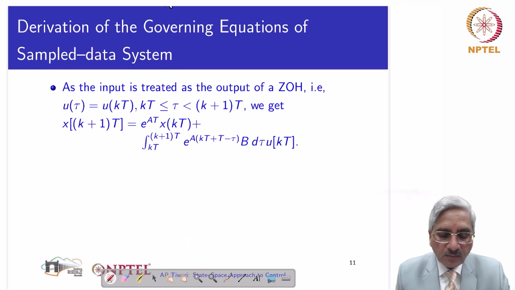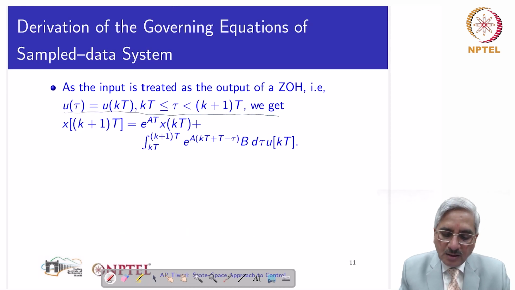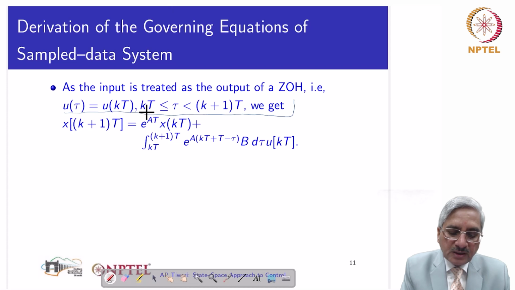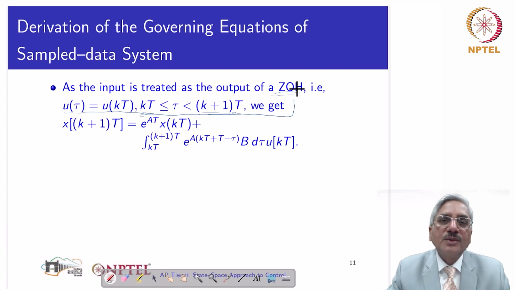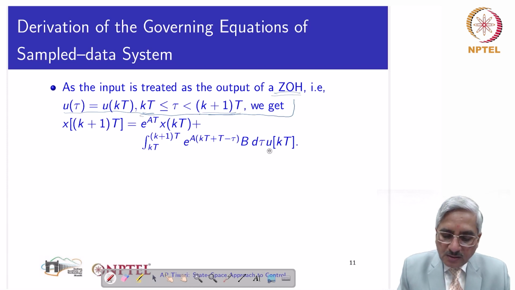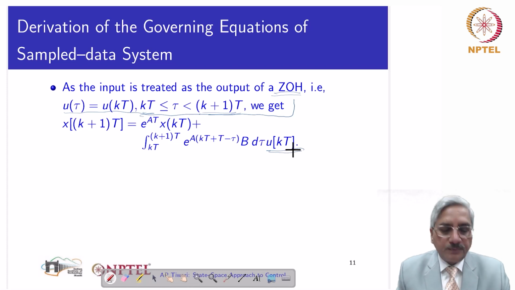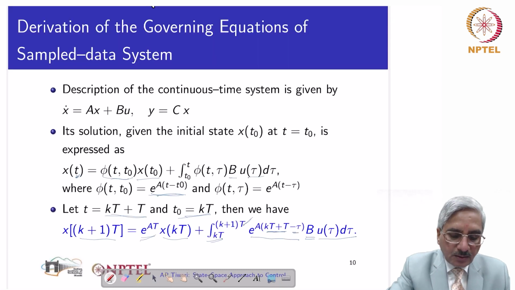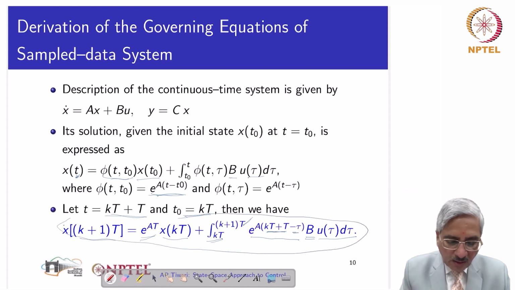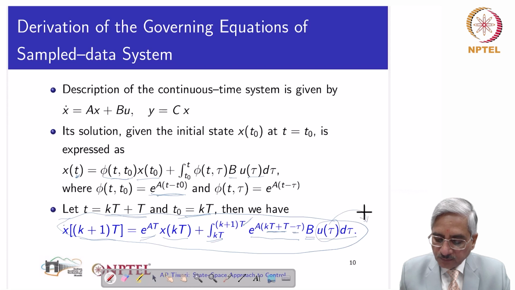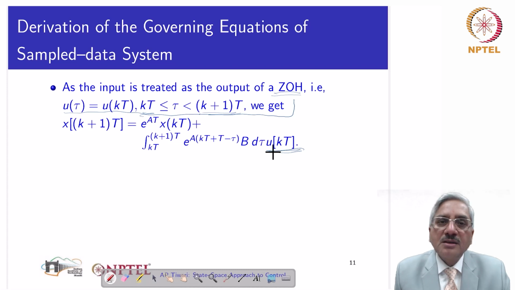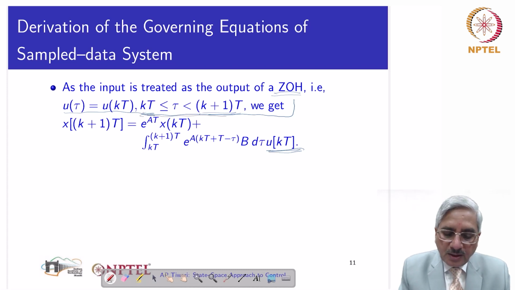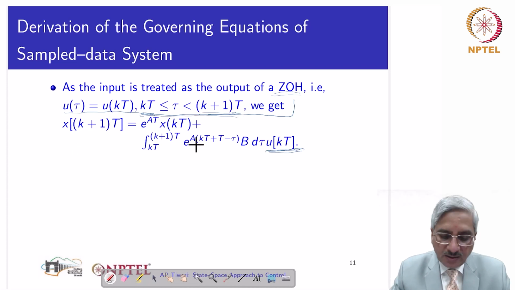Proceeding further, because the input is treated as constant during this interval between kT and (k plus 1)T, because we are assuming a zero order hold along with the sampler, we can take u(kT) out of the integral, and we can write the expression which was there in the previous page by taking this u out. u(tau) is u(kT) during the interval kT to (k plus 1)T. So we take it out of the integral, and the rest of the terms we write as they are.